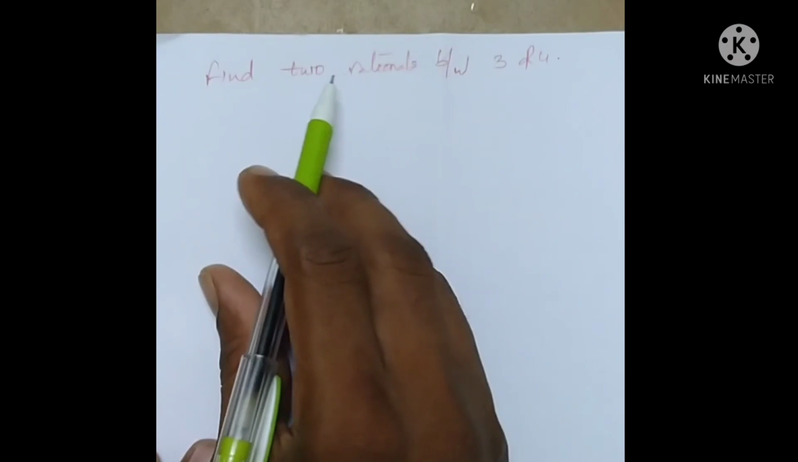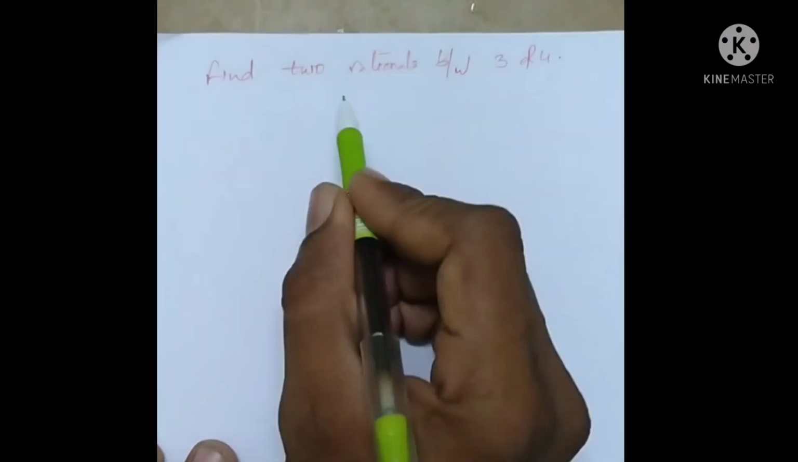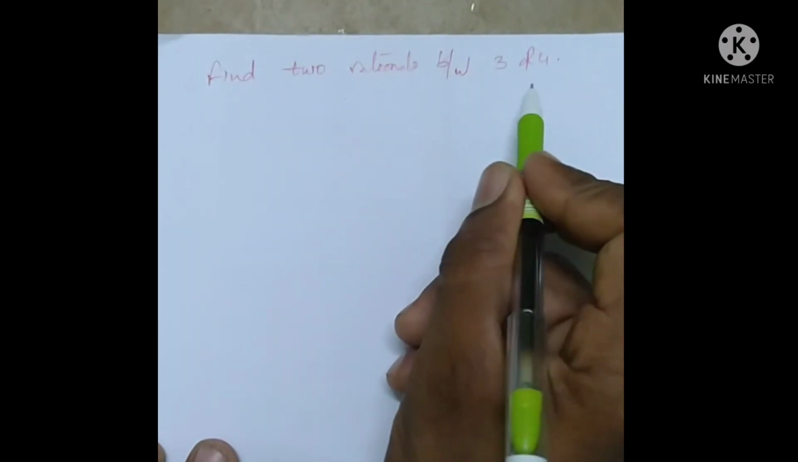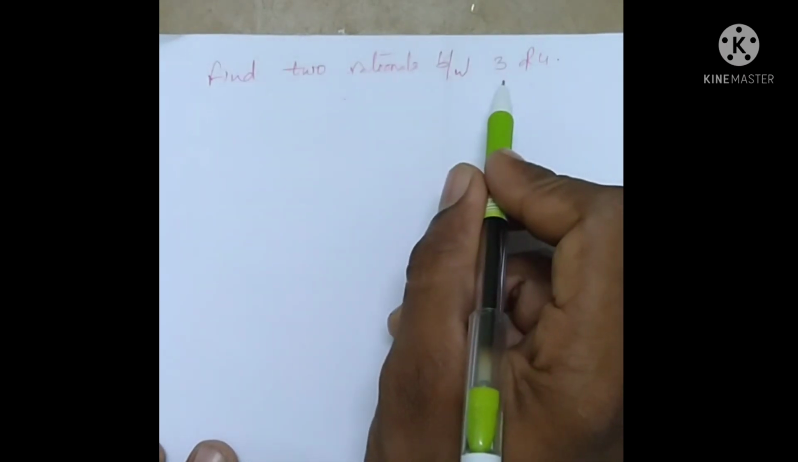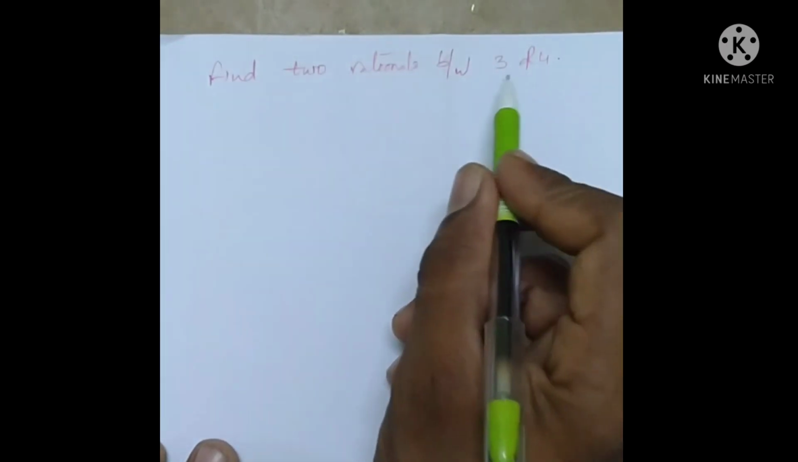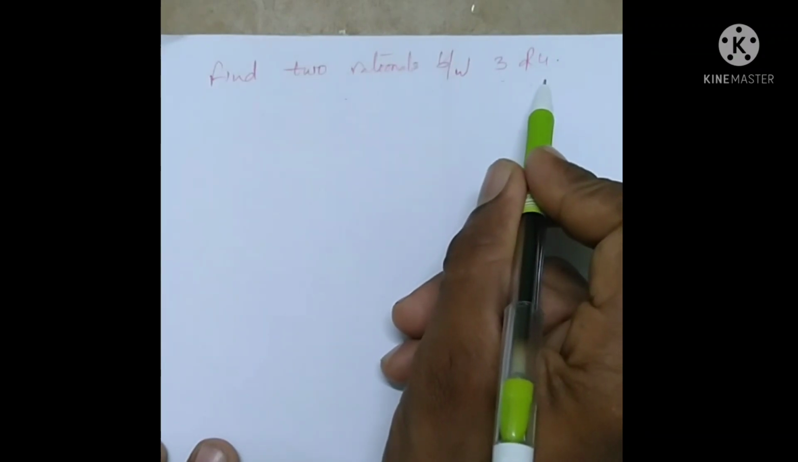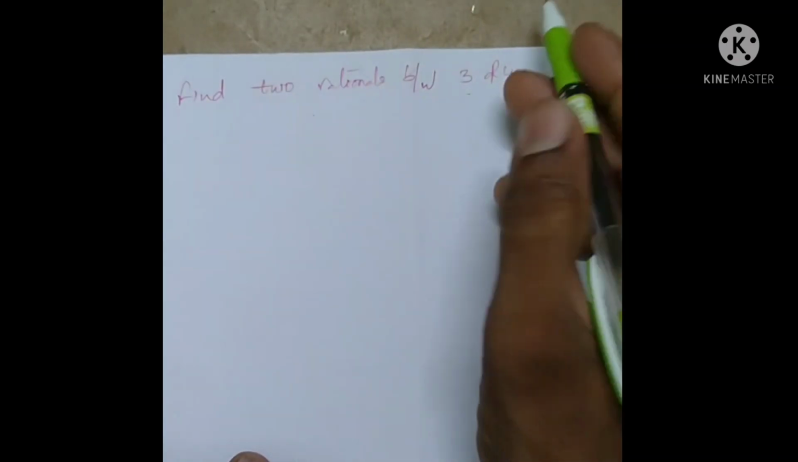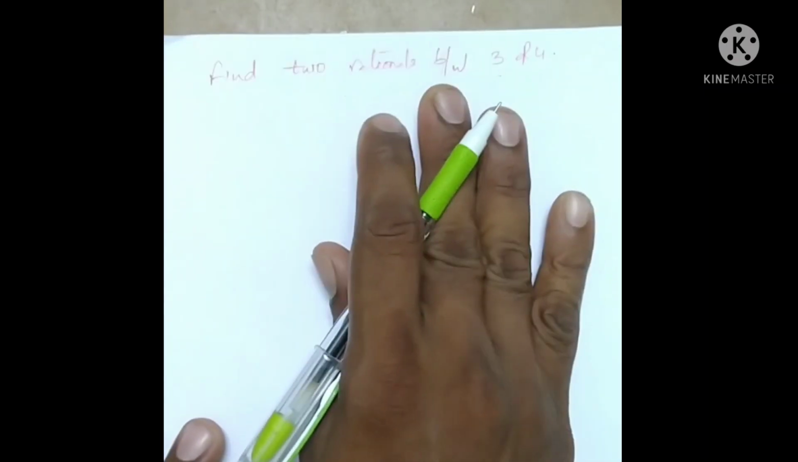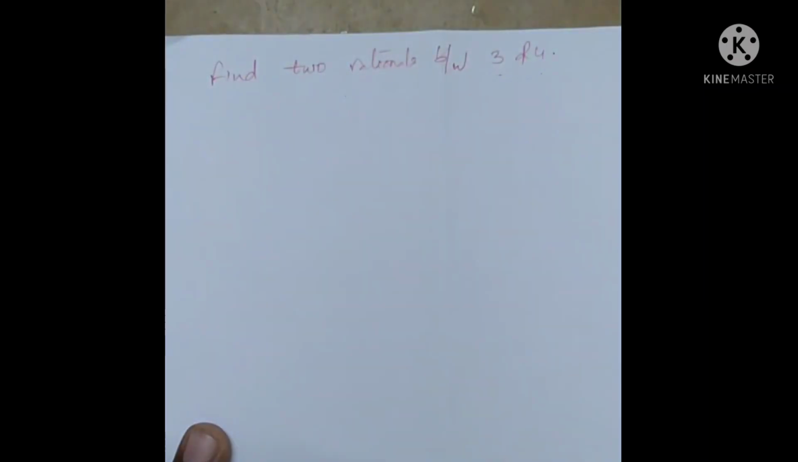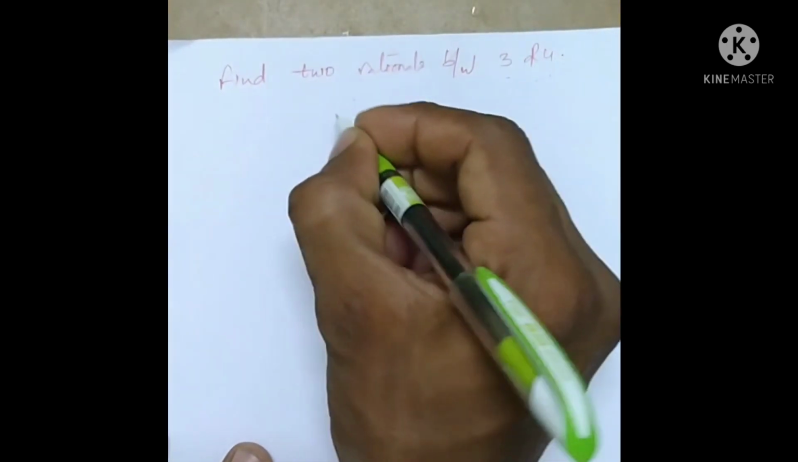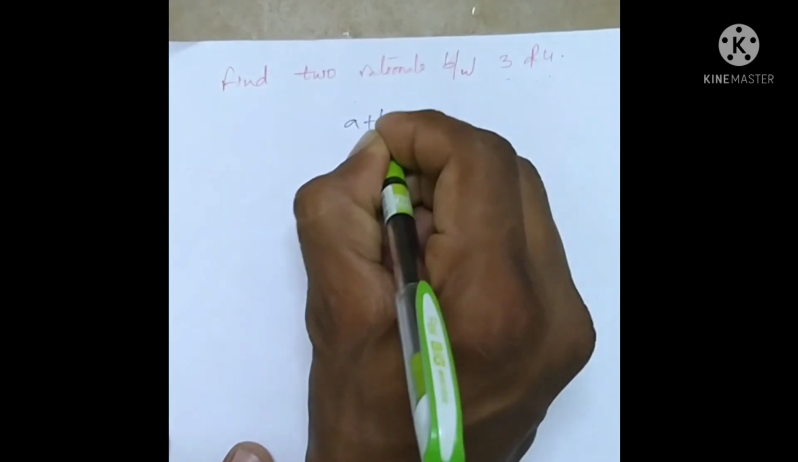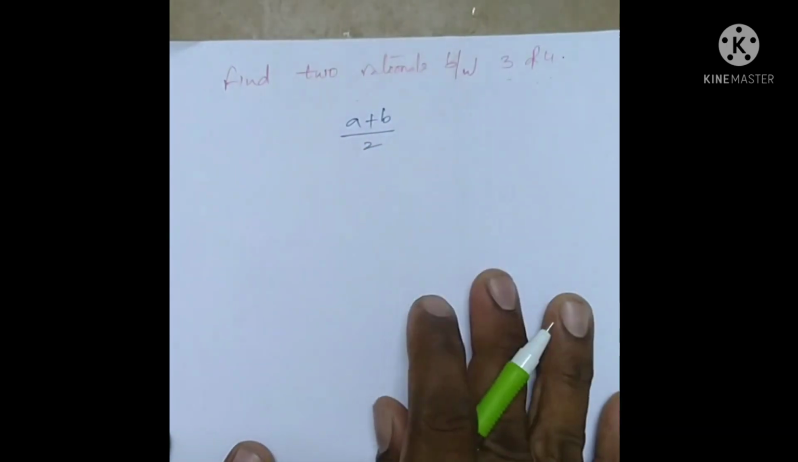Next question. Third example. Find two rationals between 3 and 4. So here 3 and 4 are integers, right? Find two rationals between 3 and 4 by using the mean method. You already know from your earlier classes how to find in-between rationals by using the mean method. So what is the mean method formula? Here the mean method formula is (a plus b) by 2, right?